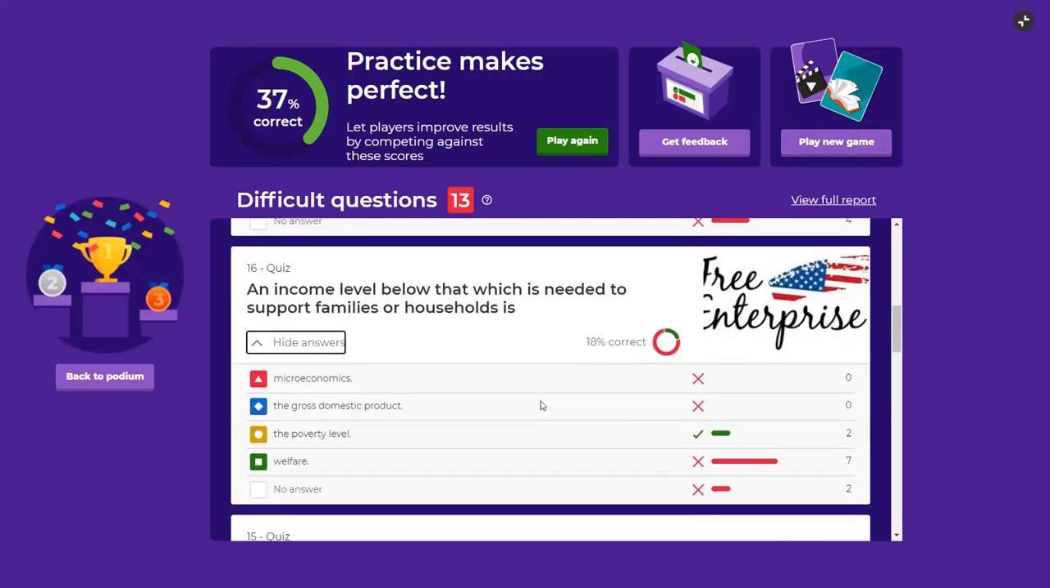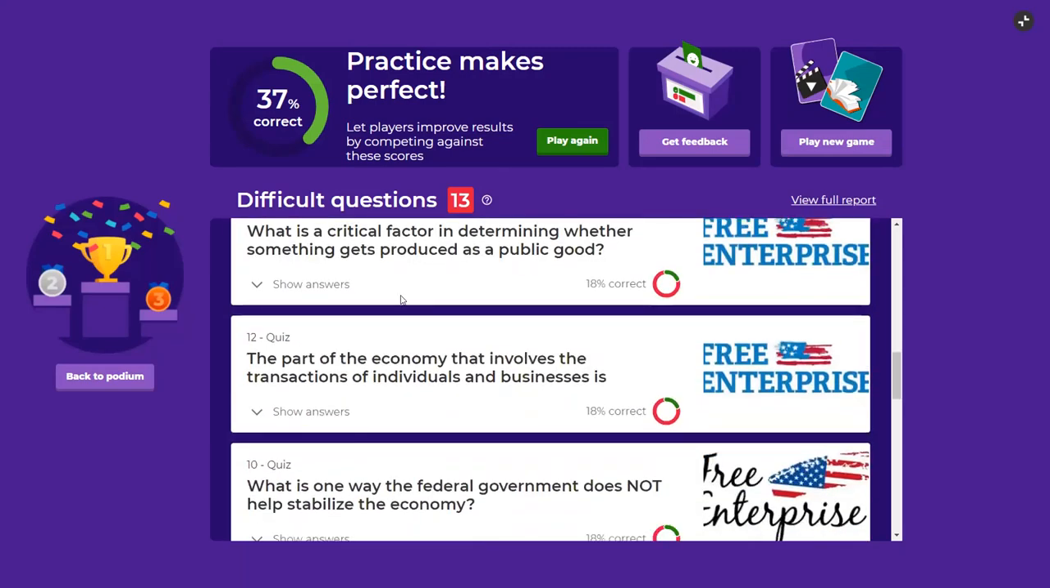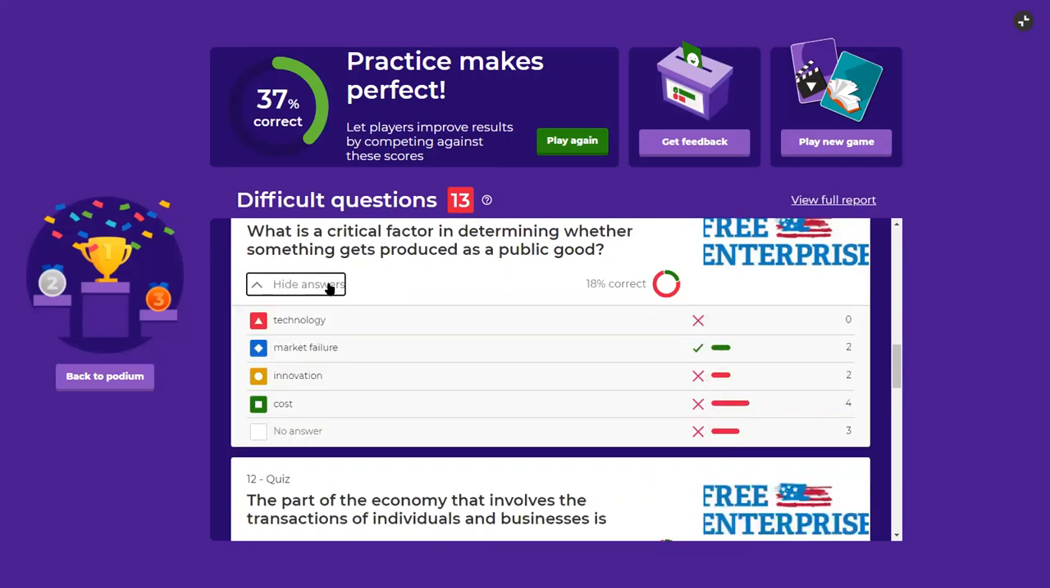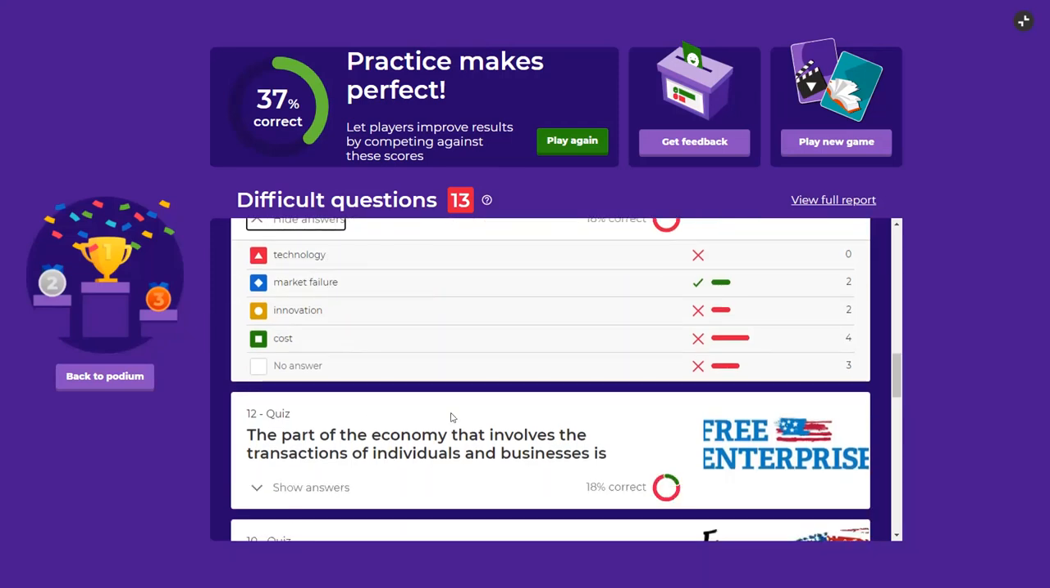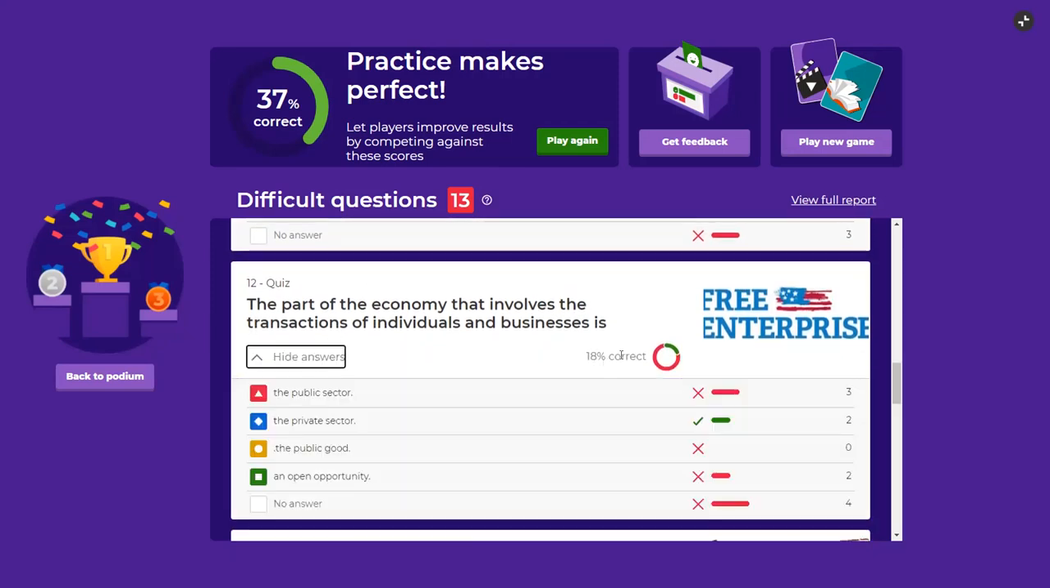Income level, as we said, the poverty level is the floor. The poverty level is the floor that we want people in society to be there. Critical factor in determining whether something gets produced as a good or not: everything comes to whether it was a market failure. Every public good, and this will be on your exam, every public good is an example of a market failure. Second biggest factor is going to be the cost, right? Talking about Vandenberg Air Force Base, F-35 jet, things like that.